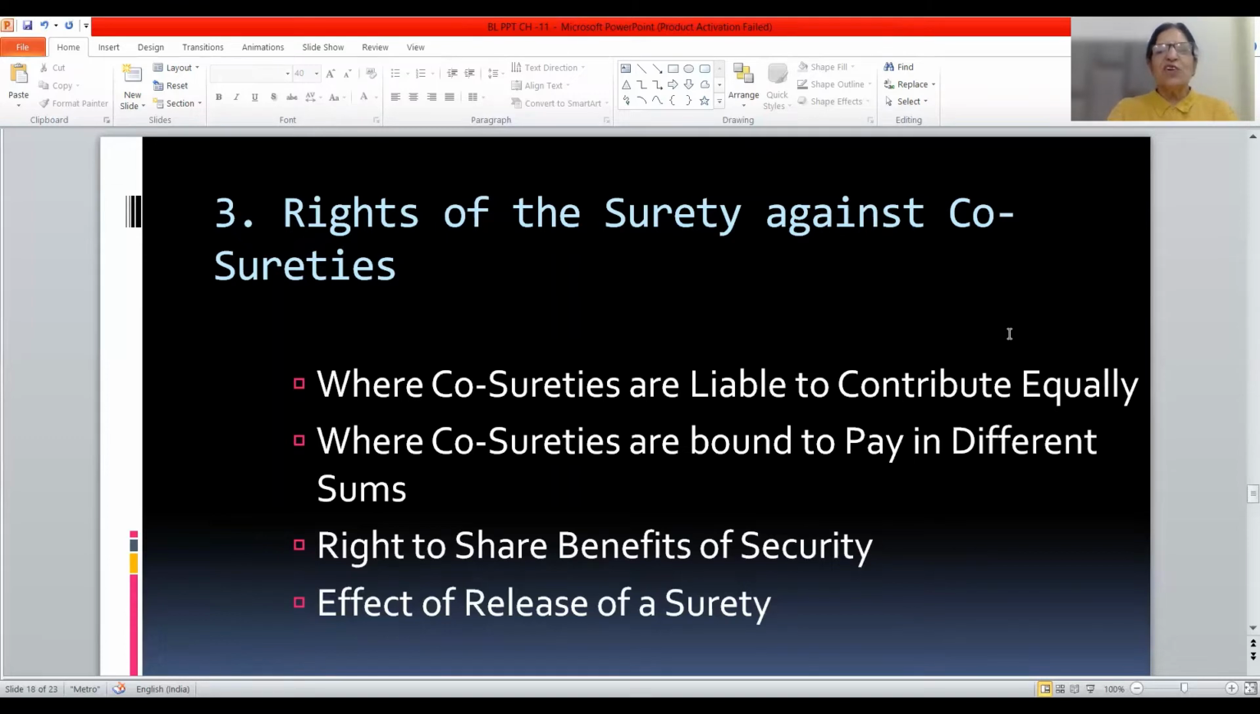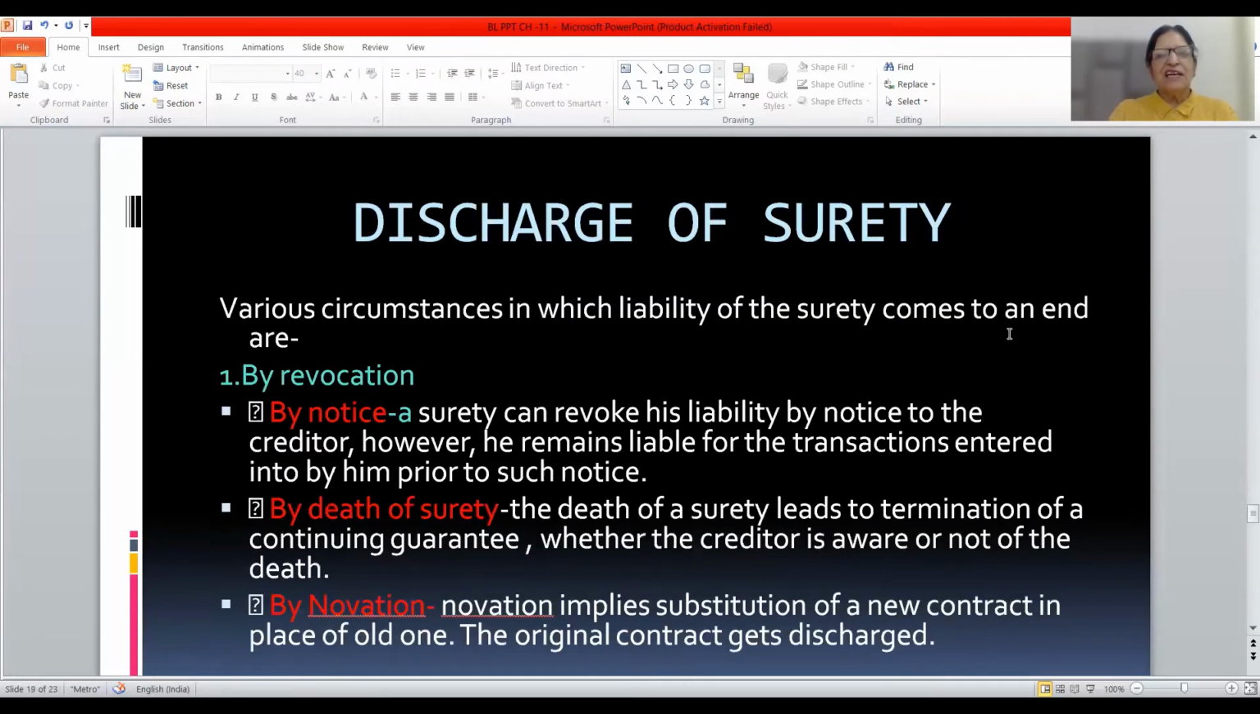So friends, this is all about the rights of surety against different parties. And now I'll take up the last heading, which is discharge of surety. Which are the circumstances in which the surety is discharged from his liability? Very, very important question from the examination point of view. How is the surety discharged from his liability? Or when is the surety discharged from his liability?